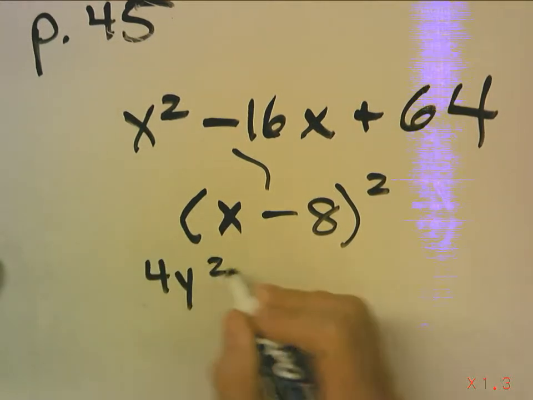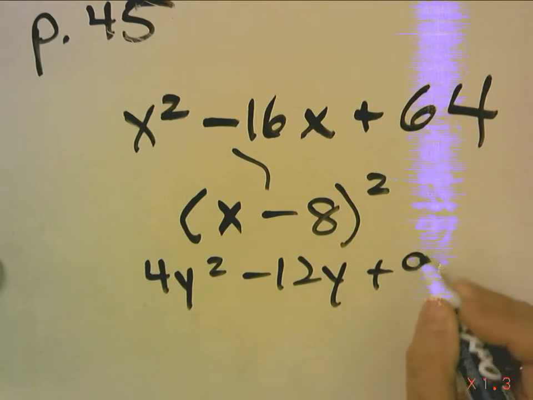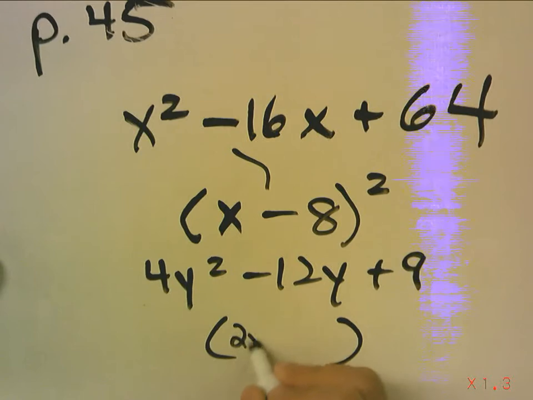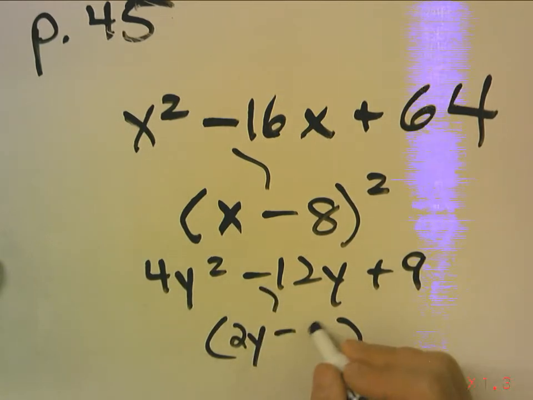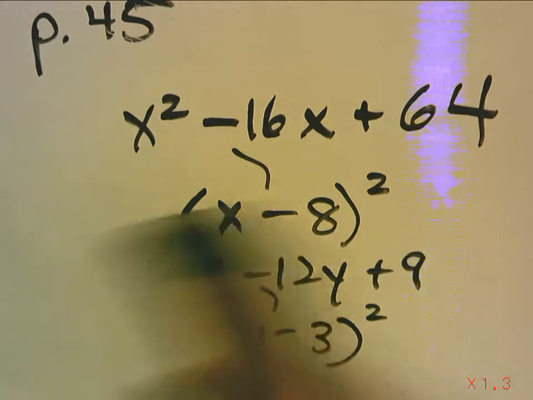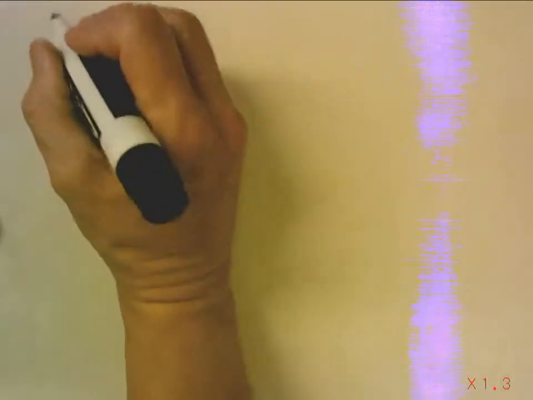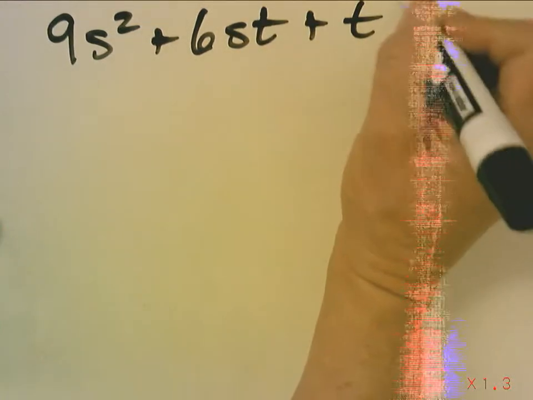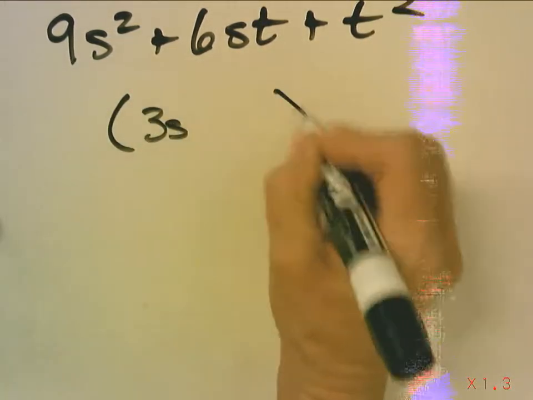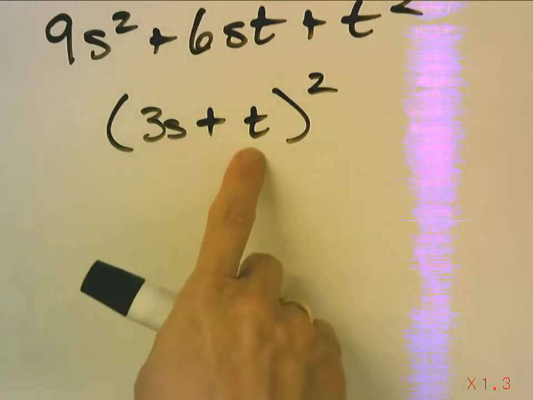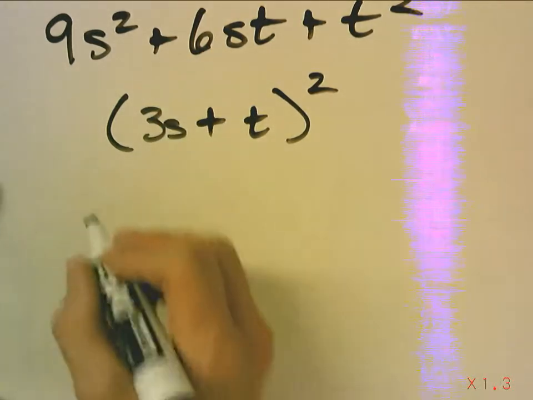Let's try the next one. 4y squared minus 12y plus 9. Okay, first term is a perfect square, last term is a perfect square. Square root of the first is 2y, sign of the middle, square root of the last. 2y times negative 3 is negative 6y, double it is negative 12y. Okay, let's look at 9s squared plus 6st plus t squared. Square root of the first is 3s, sign of the middle is plus, square root of the last is t. 3s times t is 3st, double it, 6st.